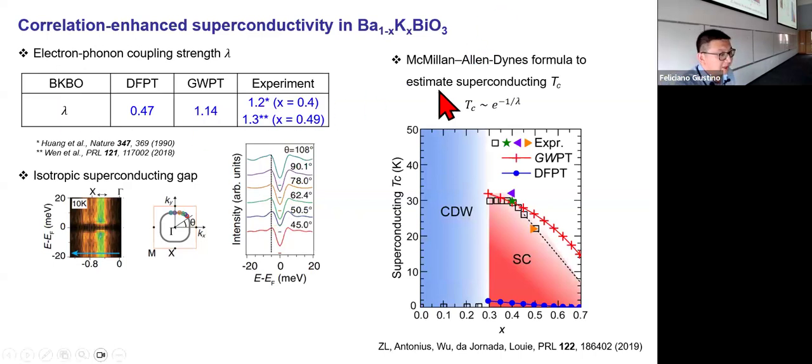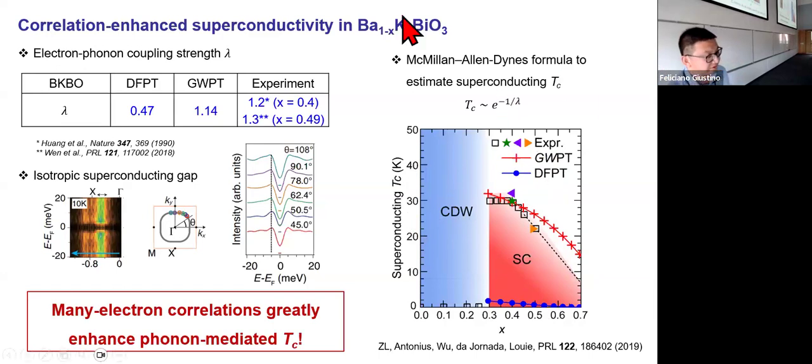And with lambda, we can plug it into the McMillan-Allen-Dynes formula, which roughly has an exponential behavior in lambda for TC. And this is our calculated TC for a given mu star, 0.16. And you see that the superconducting TC estimated with GWPT agrees nicely, not only in magnitude, but also in the doping trend. In this material, whereas DFPT is significantly underestimated, as we already know.